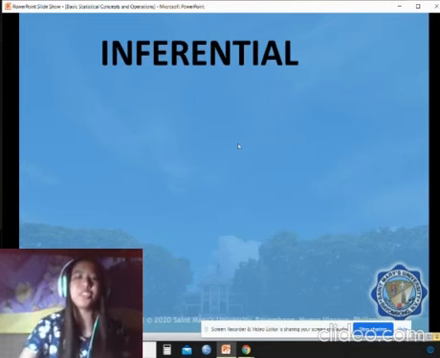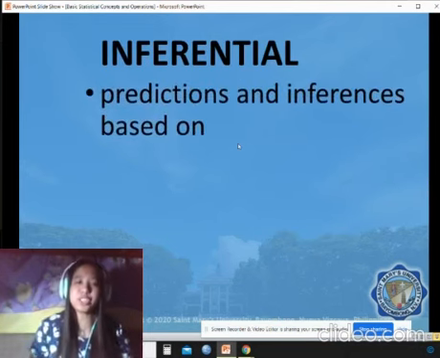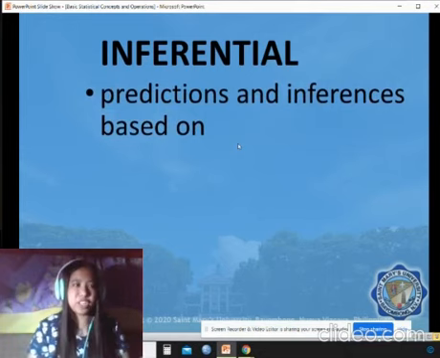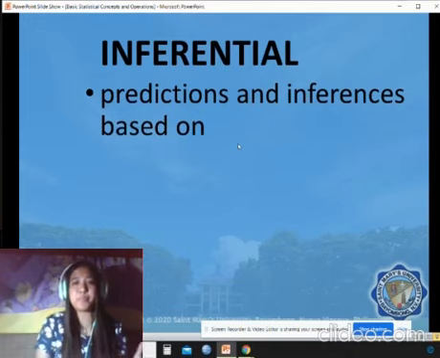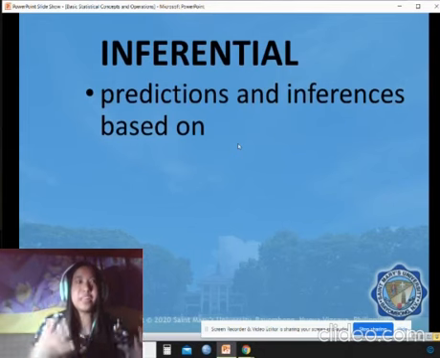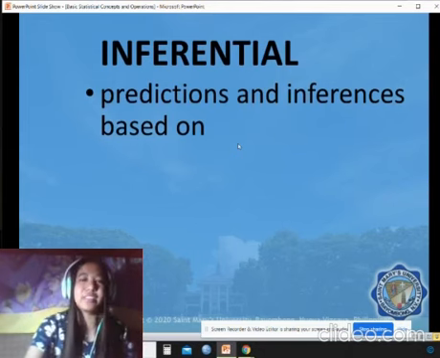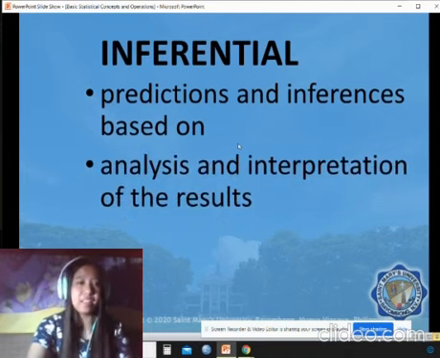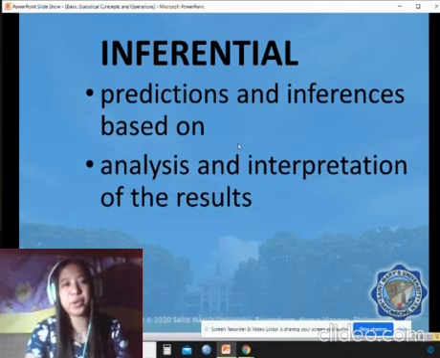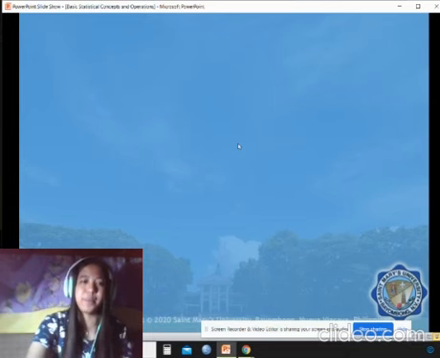Now, for inferential statistics, we also have collection of data, presentation of data, analysis and interpretation of data using descriptive statistics, and you want to give more meaning to your data, so you make predictions and inferences with your analysis and interpretation of your results. So the main objective why you are using inferential statistics is to make inferences.